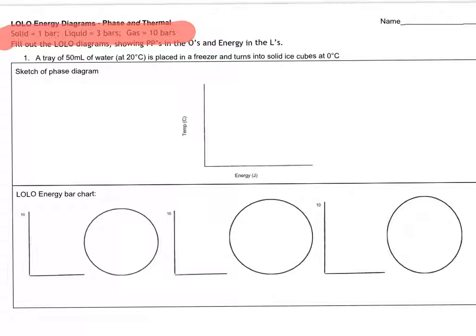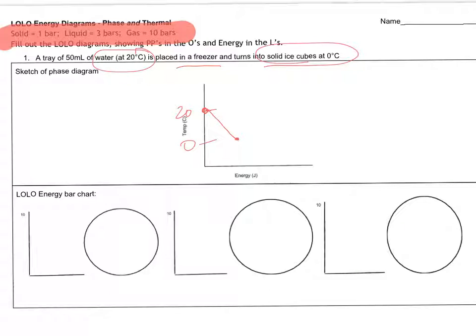For our phase diagram, we read through and it says that I have a tray of 50 mils of water at 20 degrees Celsius, and it's placed in a freezer and it turns into solid ice cubes at 0 Celsius. So the first thing I want to do is draw my phase diagram. I'm at 20 degrees Celsius for water, and it's freezing into solid ice at 0. So I'm going to mark on the side here 20 degrees, and I'm going to mark 0 degrees. I'm starting at 20 degrees, and I'm cooling that down. It's a liquid. I'm cooling it down until I get to 0. Then at 0 degrees, it's going to freeze.